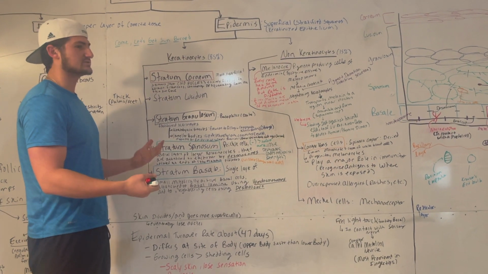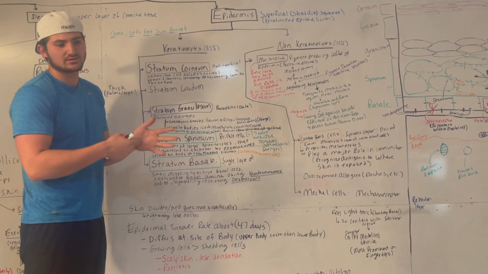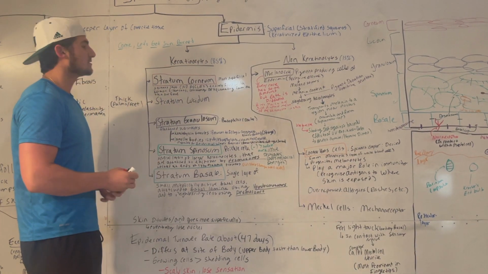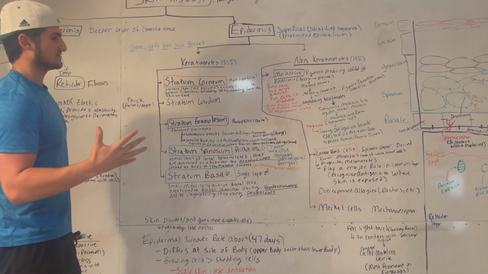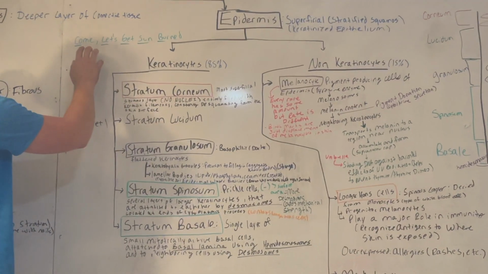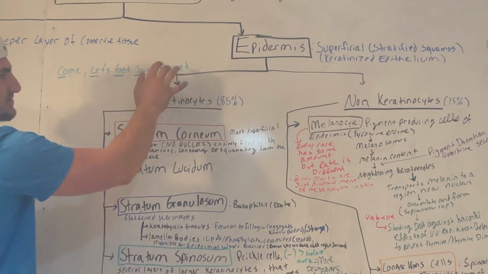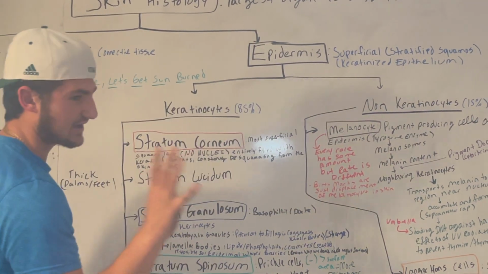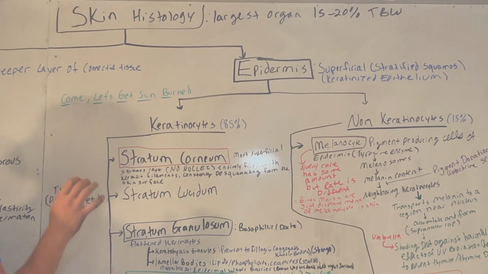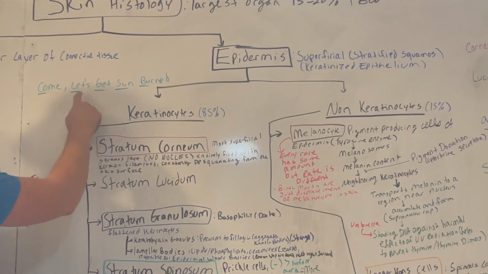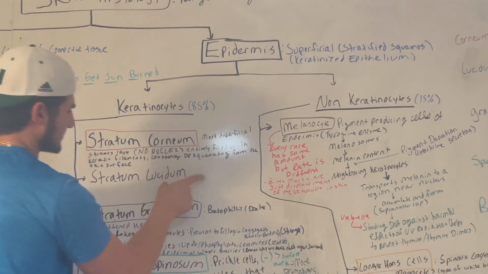We need a thick region there because we want more skin, because you don't want things to pierce you or go in. The skin is used a lot, right? Okay, so what are the 5 layers? I'm going to use an acronym: "Come, let's get sunburned." It stands for 5 different things. C is the first one, superficial: stratum corneum. Then L stands for stratum lucidum, right?